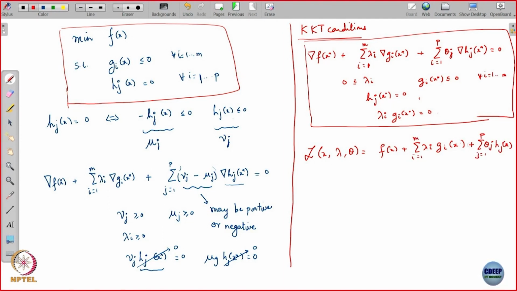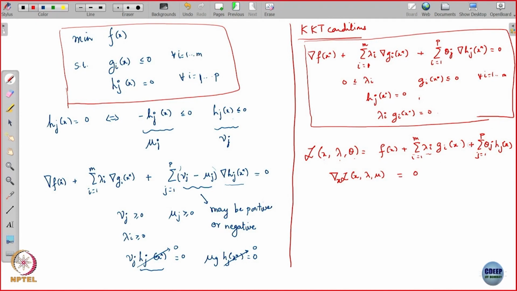So, this function written with a fancy L is what is called the Lagrangian. It is a function of both x as well as the two Lagrange multipliers involved: the Lagrange multipliers for the inequality constraints, and the Lagrange multipliers for the equality constraints. So, the first equation in the KKT conditions is simply saying that if you take the Lagrangian and differentiate it with respect to x, the gradient of the Lagrangian with respect to x must be equal to 0. That is what the first condition is saying.